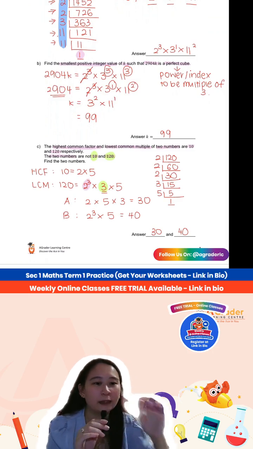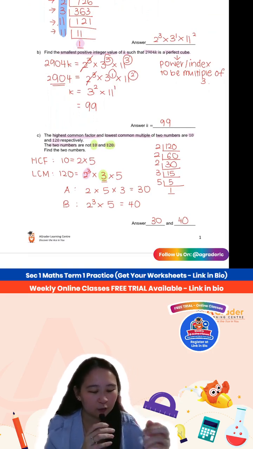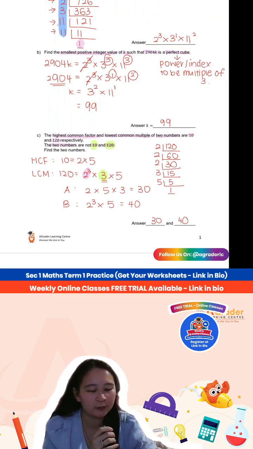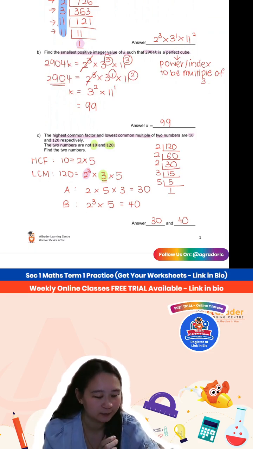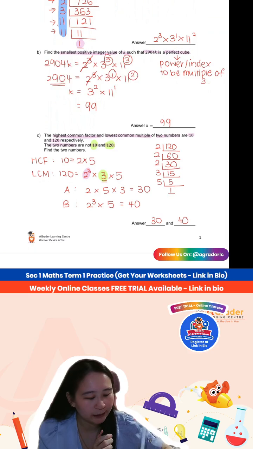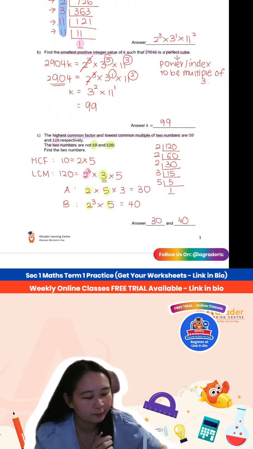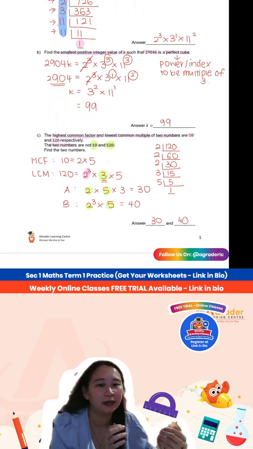Which part you want me to explain again? So LCM and HCF, you must understand what they are. HCF means all the numbers will have at least these factors. So you can see initially I start off with 2 times 5 for both of them, because all numbers must have at least the factors in the highest common factor.